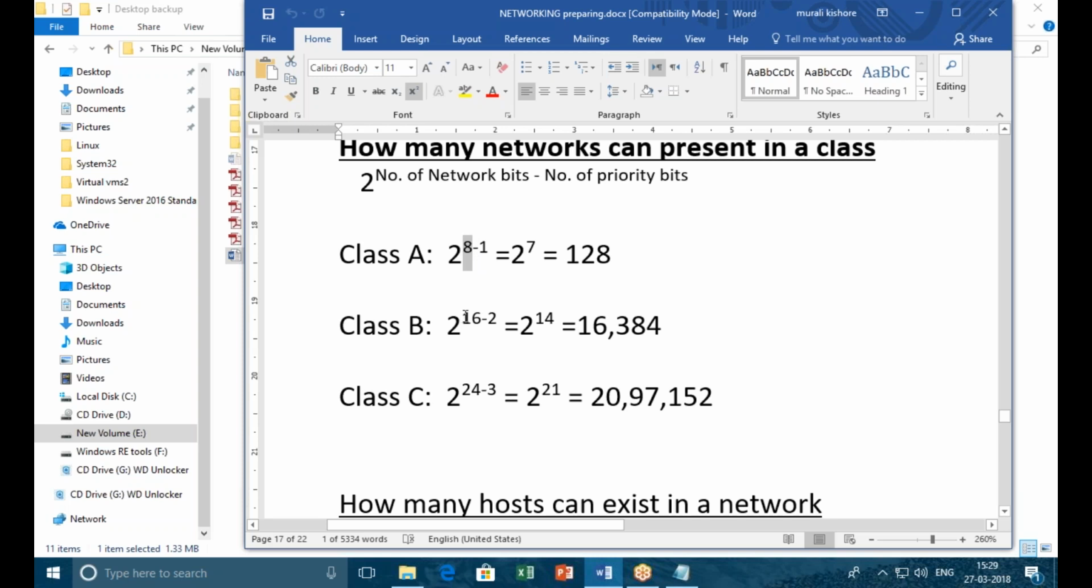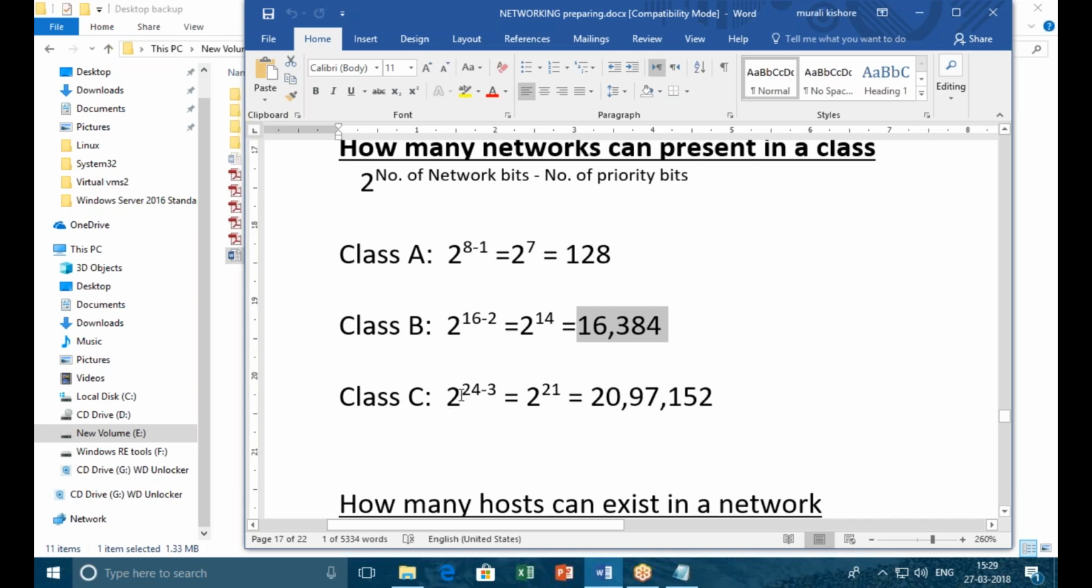Class B, first 2 octets are network bits. 8 plus 8, 16. And the priority bit is 1, 0, which means you have taken 2 bits, 1 and 0. 16 minus 2, 2 power 14. We're getting this number of networks.